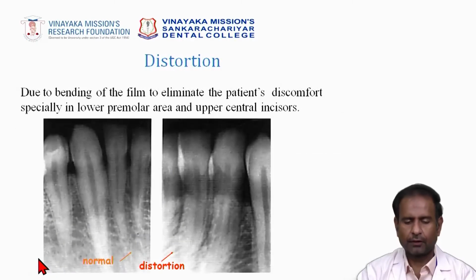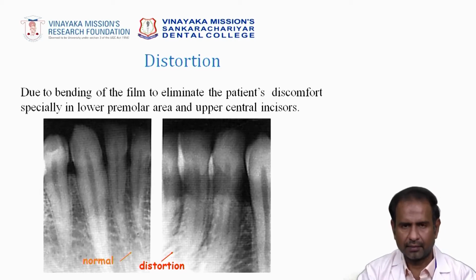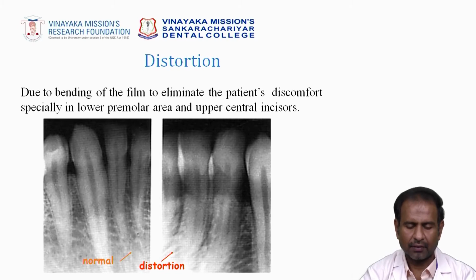Next one is the distortion. It is due to bending of the film to eliminate the patient's discomfort, specifically for lower premolars and upper central incisors. One end of the film is bent, not the entire film, and this will cause distortion. In this picture, the first is a normal picture, and the second is after distortion, where the end of the film is curved. This error is called distortion.